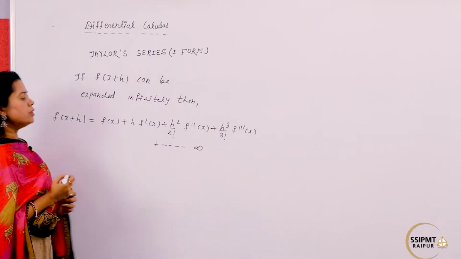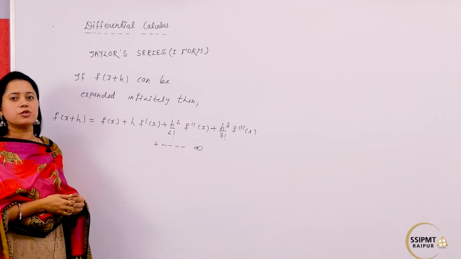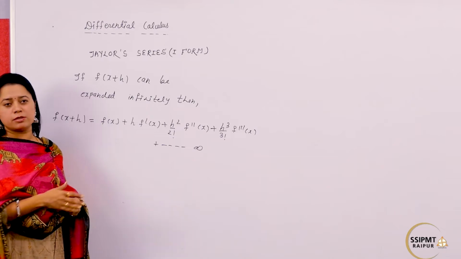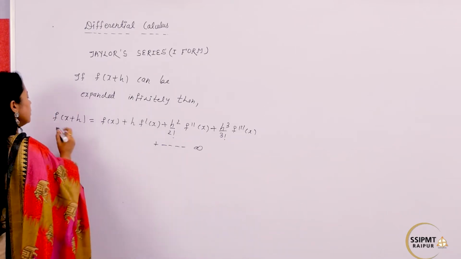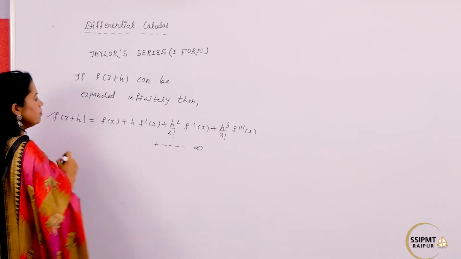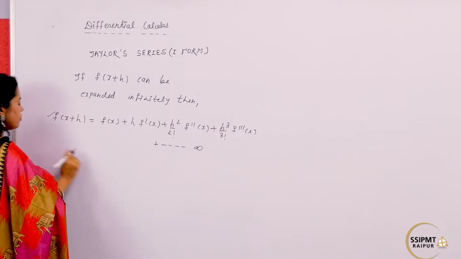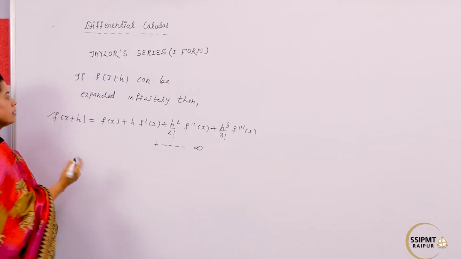One thing I want to mention over here, that it is a particular case of Taylor's theorem when remainder Rn tends to 0 as n tends to infinity. So this is the Taylor's first form. Next we will see Taylor's second form. Then next we will solve some examples of Taylor's first form and Taylor's second form.